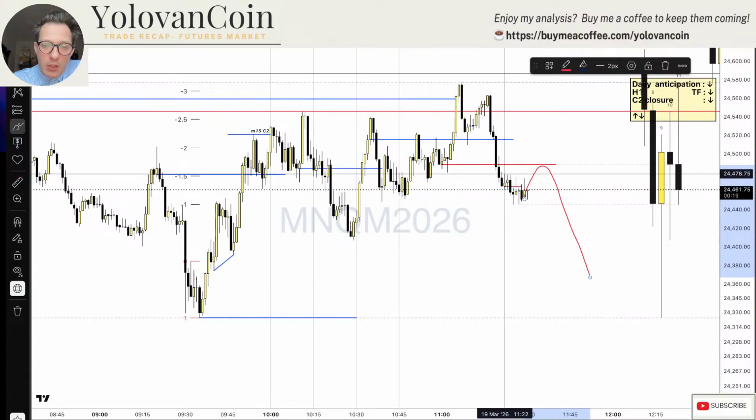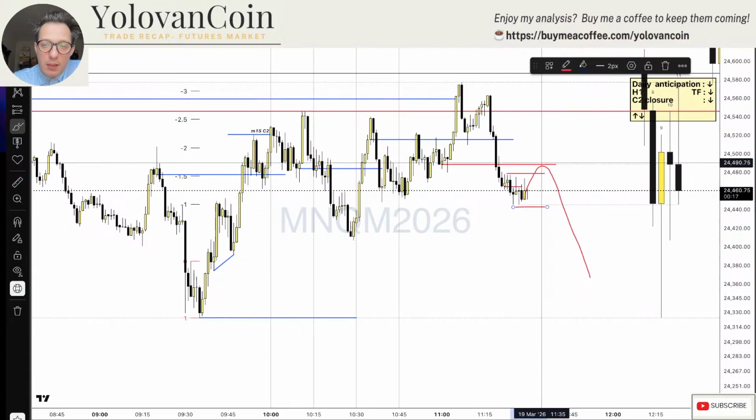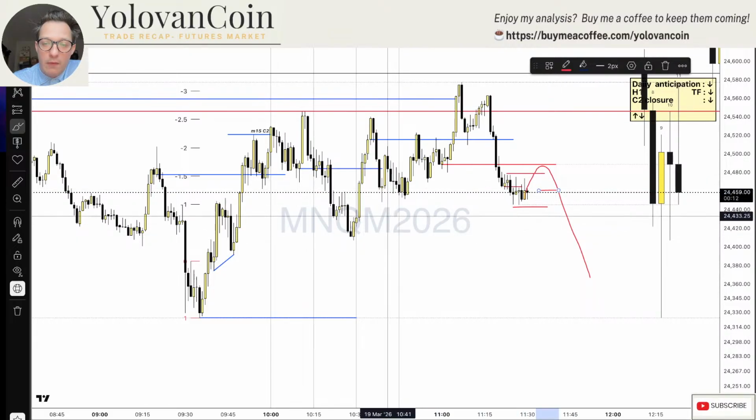Perfect consolidation. Make the range. I want to see the range high to be swept. Make a new changing state of delivery on the 1 minute time frame and target lower prices.